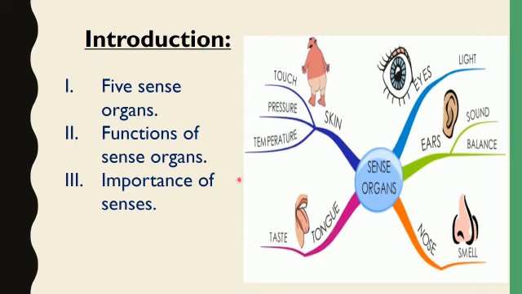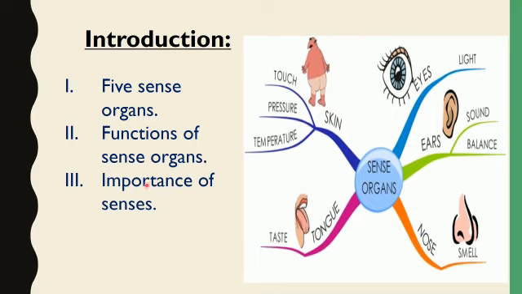Very good. Now, do you remember the functions of these sense organs? Okay. Eye is the sense organ of sight. Ear is the sense organ of hearing. Nose is the sense organ of smell. Skin is the sense organ of touch. And finally, the tongue is the sense organ of taste.